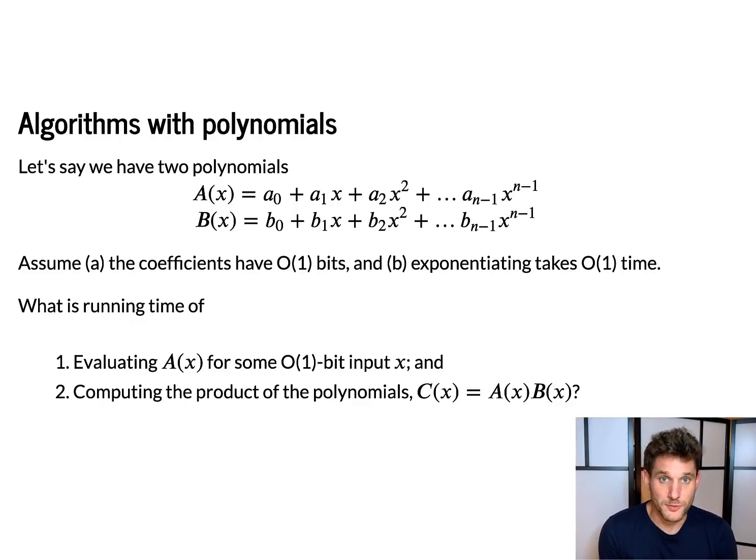So let's ask ourselves, what's the running time of just evaluating A of x on some input x? I get some input x and I want to evaluate the polynomial A of x. How long does that take? Similarly, if you're given these two polynomials, A of x and B of x, how fast can you multiply those two polynomials? How quickly can you get C of x, which is just the product of A of x times B of x? So let's look at those two questions now.